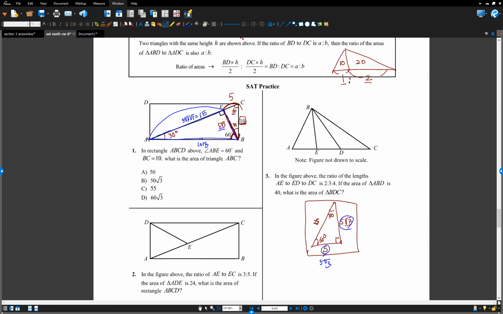Now you've got everything. What is the base? You can use these two sides. This is 10 root 3, this is the height. You can use this one for the area of this triangle, using these two sides. 10 root 3 times 10, leg times leg divided by 2, is 100 root 3 over 2, equals what? 50 root 3, isn't it?